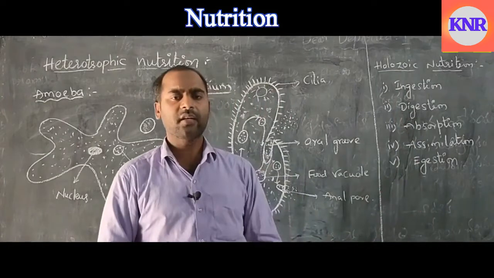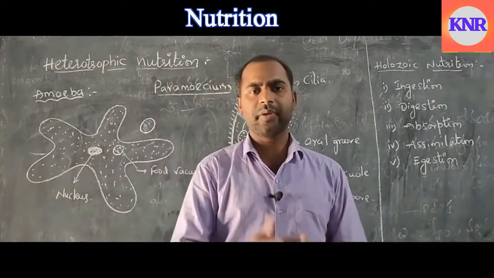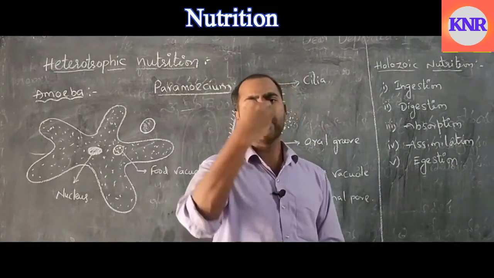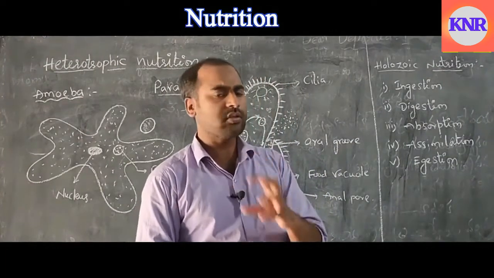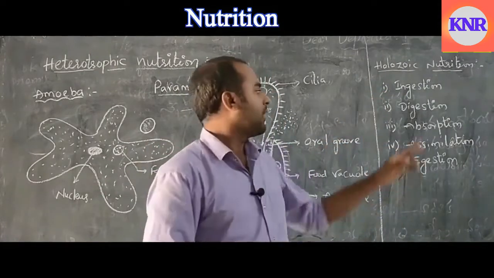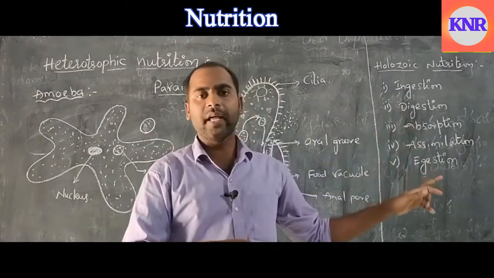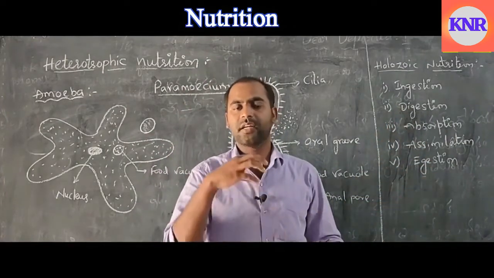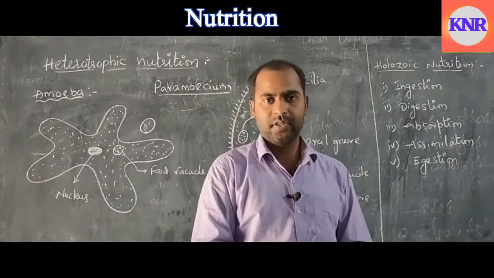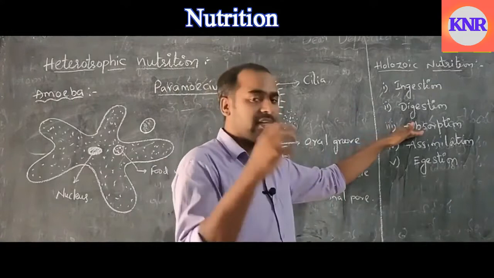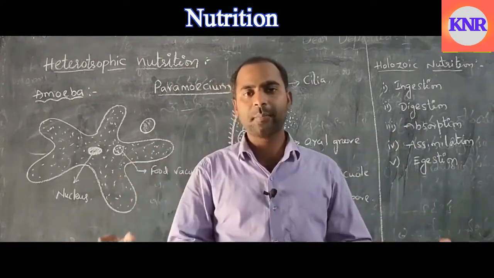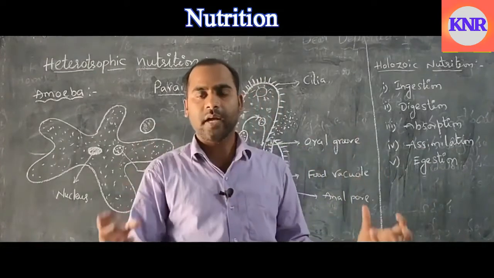Let us take human beings as an example. What do we do while eating the food? First we ingest the food. That process is called ingestion, taking the food into the body. Then after that, digestion. The food will be digested inside the digestive system, that is inside our stomach, small intestine and large intestine. Then absorption. The energy from the digested food should be absorbed into the blood. That is called absorption.